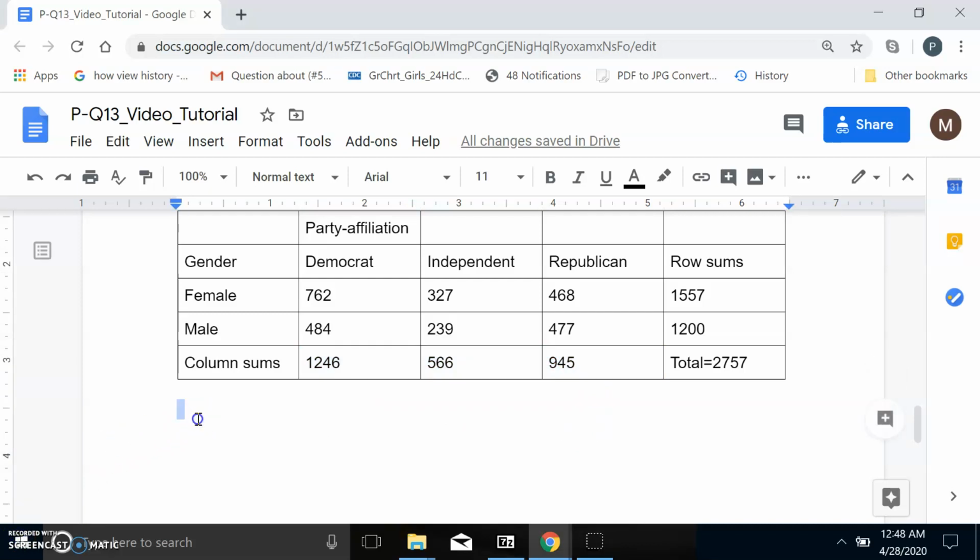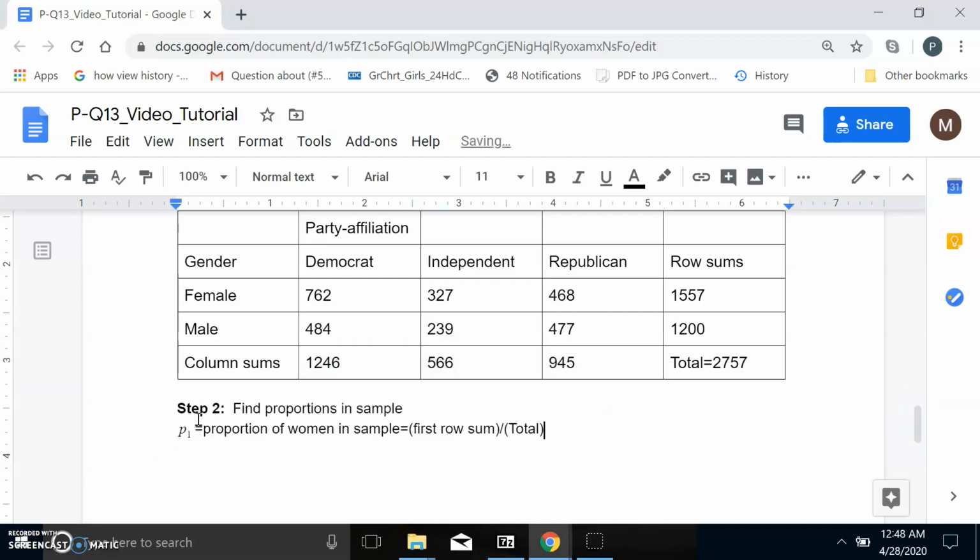Here's step 2. Let's find the proportions in the samples. Let's call P1 the proportion of women in our sample. It's going to be the first row, because the first row is all women, divided by the total. So it's going to be 1557 divided by the total here, 2757, and let's write that as a decimal.